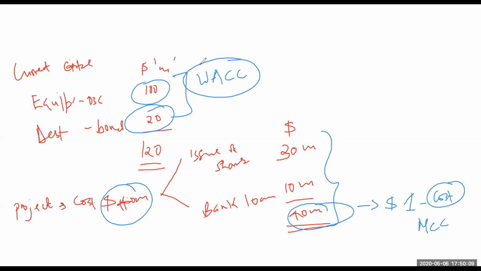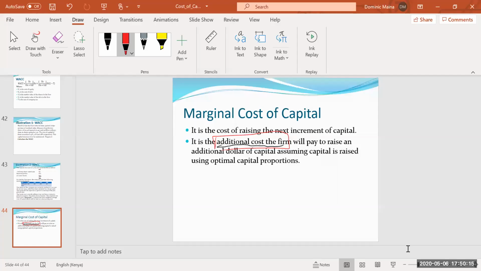Okay, I hope it's all clear to all of you on what we mean by the marginal cost of capital. Just to repeat, it is the cost of raising the next increment of capital. The cost you incur for raising an extra 10 shilling, an extra 1,000, an extra $1, what cost do you incur? That we call the marginal cost of capital. Hope it's clear to all of you.